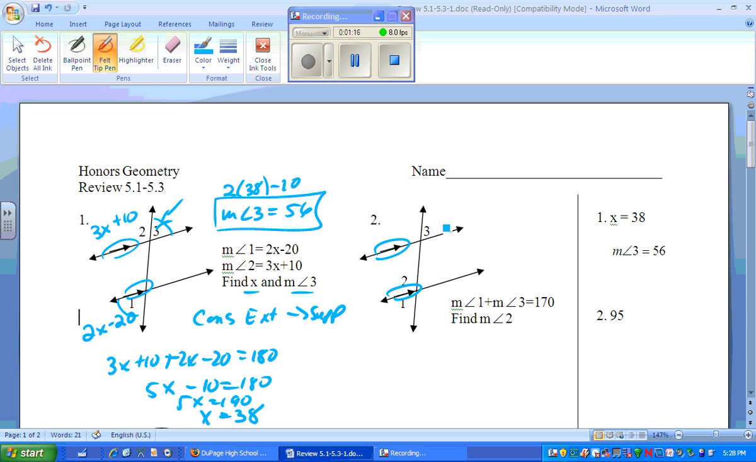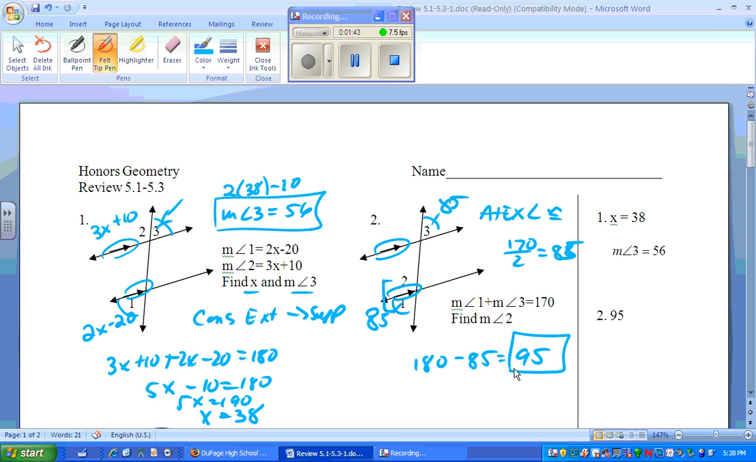Number 2, angle 1 plus angle 3 equals 170. Well, because these are parallel lines, you know these are alternating exterior. That means they are congruent to each other. Alternating exterior angles are congruent. So we can take 170 divided by 2, giving me 85 for each one of these. Well, angle 2, we'll take 180 because 1 and 2 are supplementary, minus 85, leaving me with 95 for the measure of angle 2.